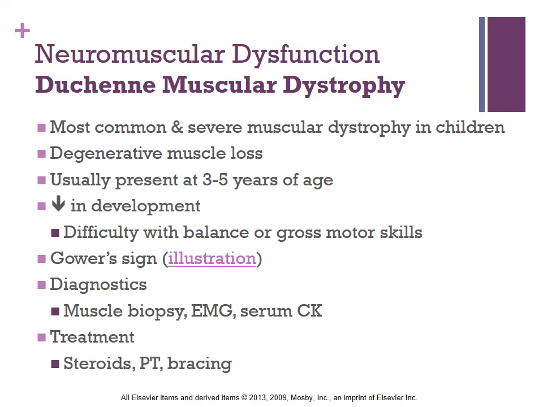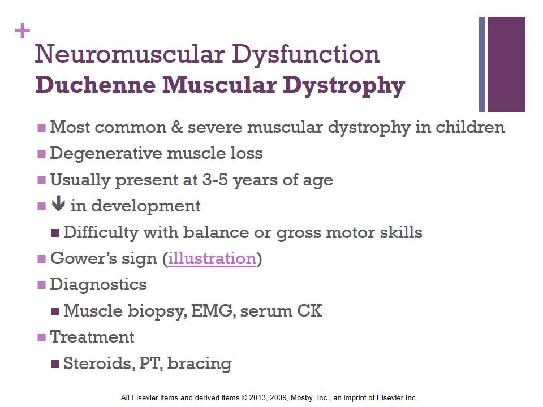But anyway, you're going to see degenerative muscle loss, usually present at 3 to 5 years of age. They're going to have a decrease in development, meaning that they're not going to develop as quickly or as normally as they should. So you'll see that they'll have difficulty with balance or gross motor skills. So think about muscular dystrophy: your muscles are not working correctly. Gower's sign: again, come to this slide in your PowerPoint, click on that illustration link, and I'll give you a video of a Gower's sign. I have it on this next slide, but this will give you a better visualization of it.